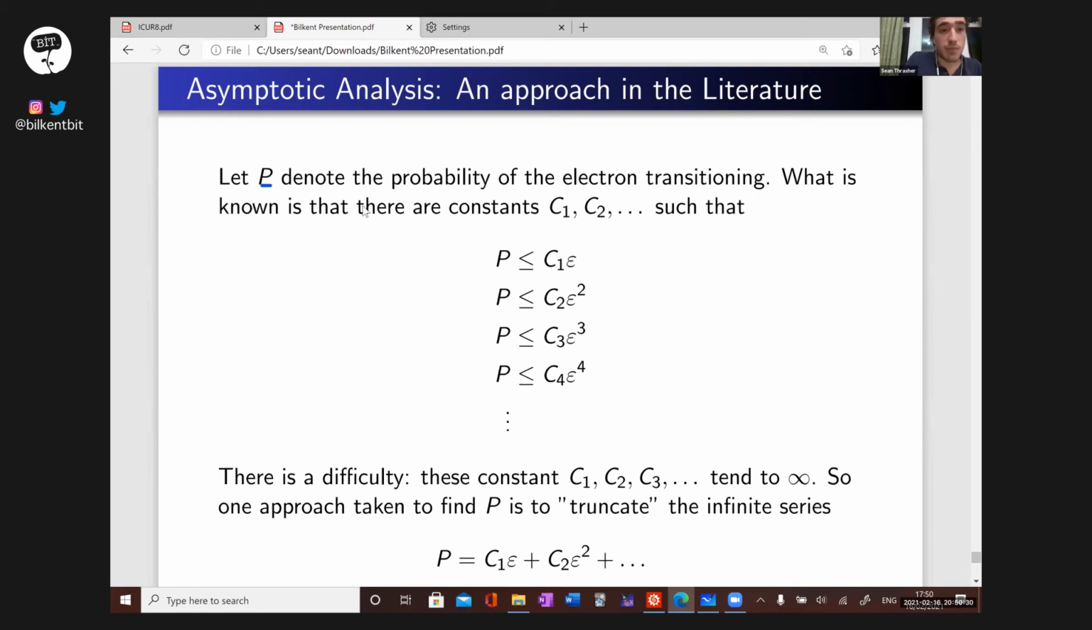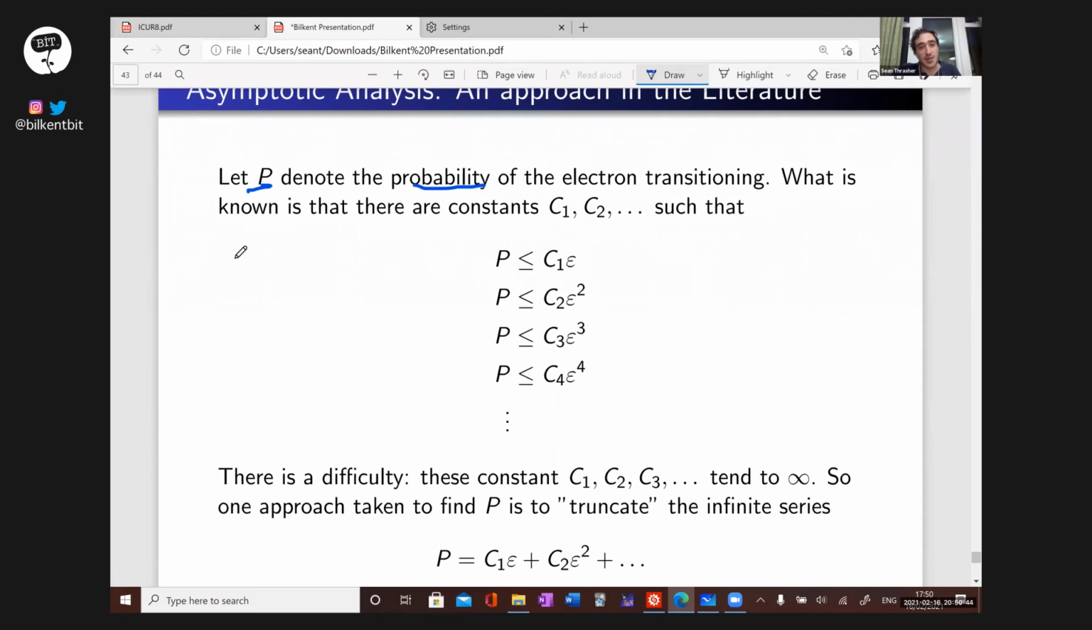So suppose that P is the probability that we're after. It would be really nice if I could get a very simple formula in terms of epsilon, but I can't do that. This is real life for a mathematician, physicist. So suppose that P is the probability of the electron transitioning.